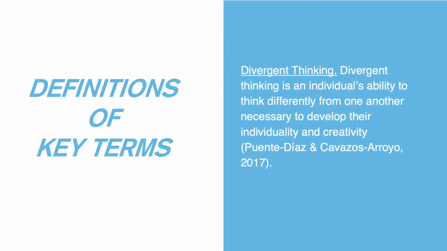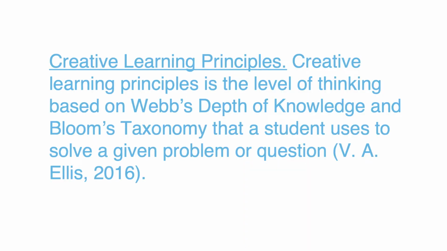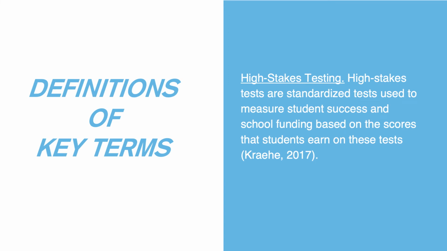Divergent thinking. Divergent thinking is an individual's ability to think differently from one another, necessary to develop their individuality and creativity. Creative learning principles. Creative learning principles is a level of thinking based on Webb's depth of knowledge and Bloom's taxonomy that a student uses to solve a given problem or question. High-stakes testing. High-stakes tests are standardized tests used to measure student success and school funding based on the scores that students earn on these tests.